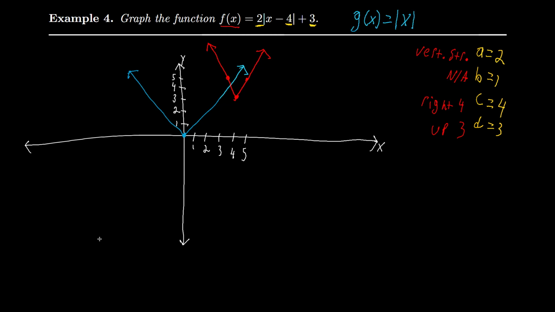f of x equals 2 times the absolute value of x minus 4, plus 3. It's been moved to the right 4, because this was negative. It's been moved up 3, and it has been stretched by a factor of 2. That is, its slope has been changed. And that is a way to think about this.